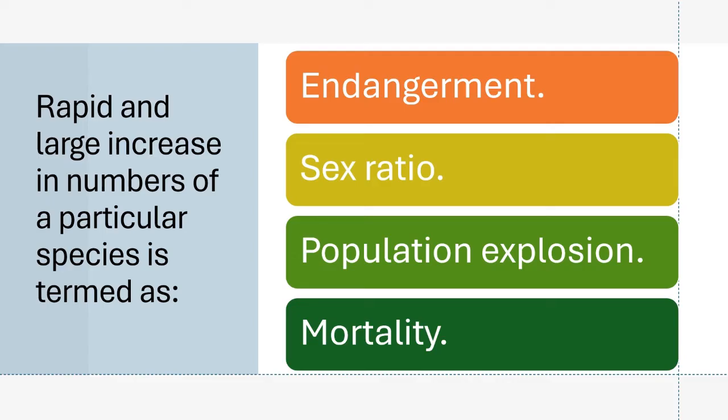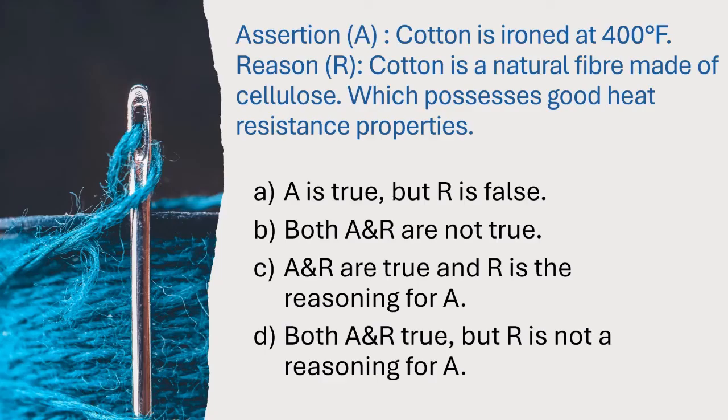Let's go ahead. Rapid and large increase in numbers of a particular species is termed as, is it endangerment, sex ratio, population explosion or mortality? So it is population explosion. Such an obvious question. Now these are very important questions, assertion and reason based questions.